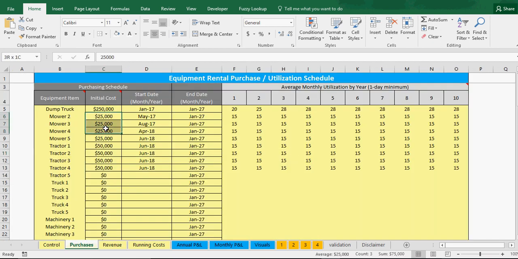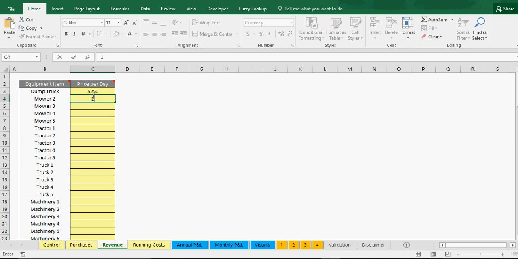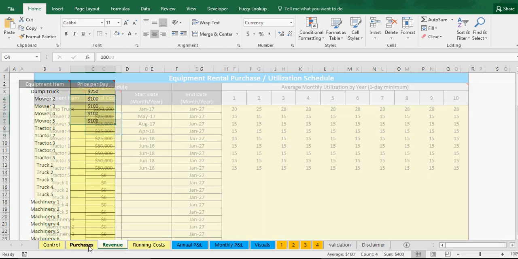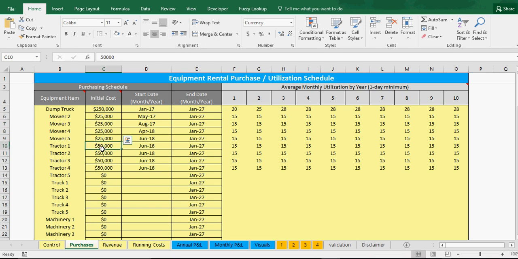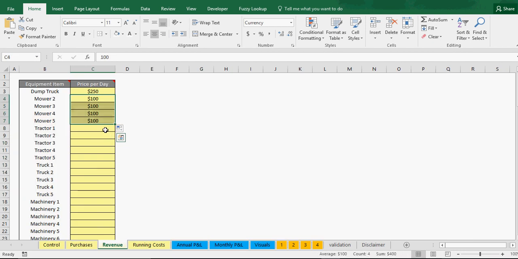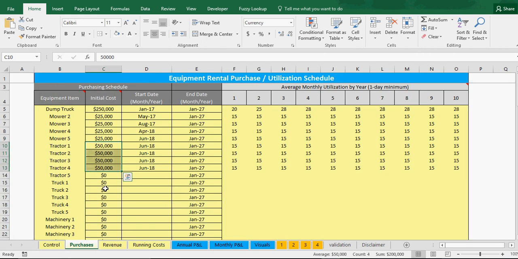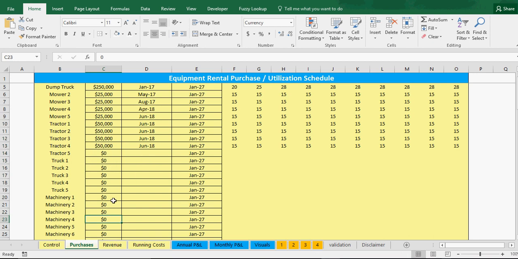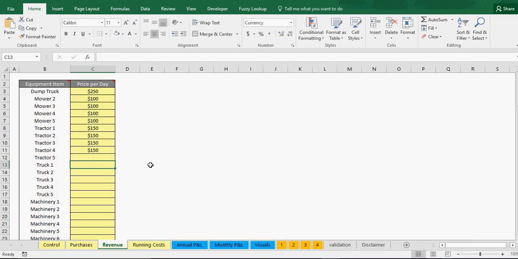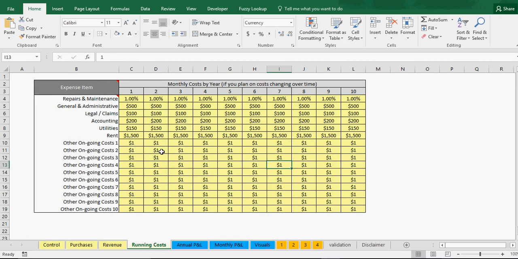So for the $25,000 mowers, let's say we'll charge $100 a day for those. For the tractors, they're a bit more. We're not going to double it, but we'll charge, say, $150 for those. And how far down do we go, to tractor 5, I think? Tractor 4. Running costs. There's basically only one variable running cost. The rest of everything is fixed.